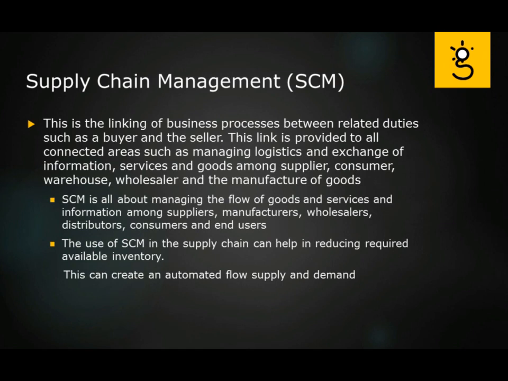The use of SCM in the supply chain can help in reducing required available inventory. This can create an automated flow of supply and demand. I guess a fancy way of saying this is, as I'm watching my supply chain management, if I know that a certain item just doesn't sell all that well, I don't want to just order 10 of them because that's what I've always ordered. I'll get one or two, and if I start seeing trends that tell me I need more, then I can add to that and say, hey, we're selling these items now, and continue that flow of supply and demand, hopefully avoiding having product go to waste or just sit on a shelf and get dusty.